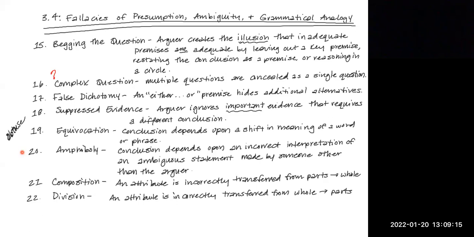Okay, amphiboly. Now it's a weird name, but when you think of amphiboly, think ambiguous. We usually say it ambiguous, but amphiboly, ambiguous. This fallacy occurs when the arguer misinterprets an ambiguous statement, meaning a statement that could be interpreted in more than one way, and draws a faulty conclusion based on that interpretation. So it could be because of a missing comma, something like that.